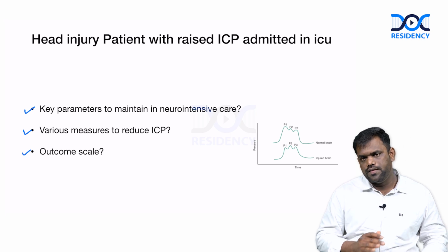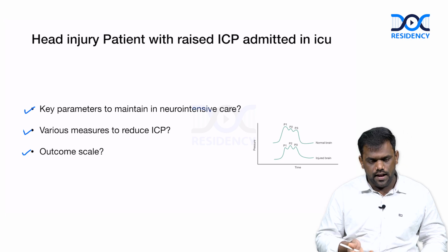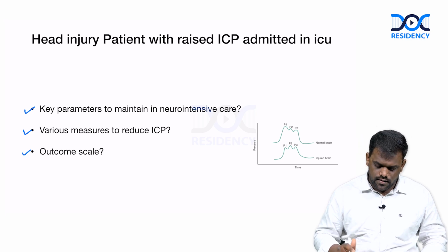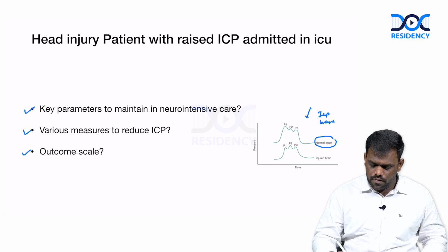And what is the outcome scale of head injury patients? Okay, how to assess the outcome scale? These are the questions. So, this is your ICP waveform. These are the ICP waveforms of the normal P1, P2 and P3.